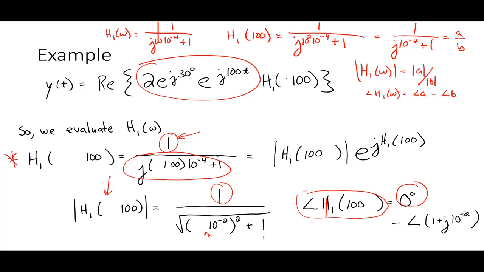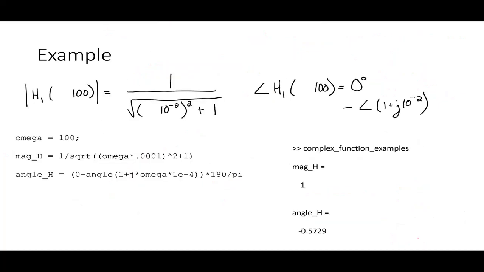Now, I just wrote that as angle. Of course, I have to express that as the arctan. So I say minus arctan of 10 to the minus 2 divided by 1, so imaginary part over real part. Now, to evaluate that, I go into MATLAB. Within MATLAB, here's the code that I write.